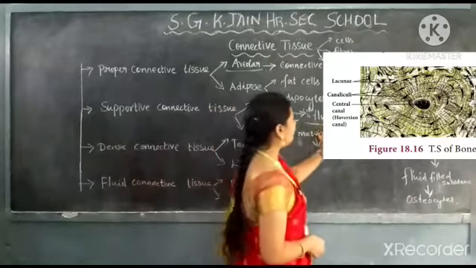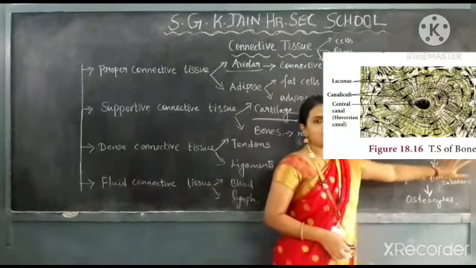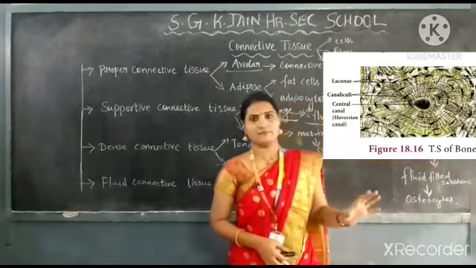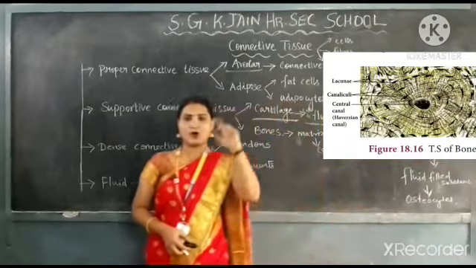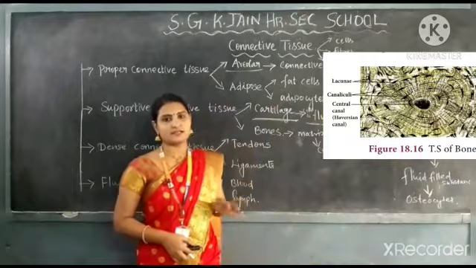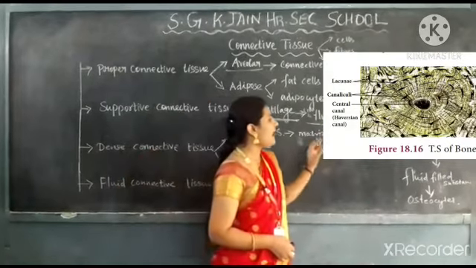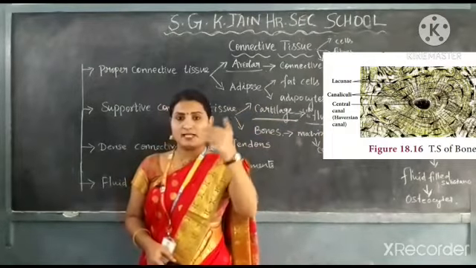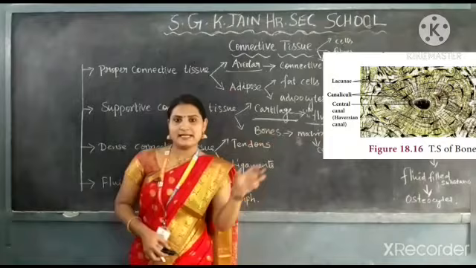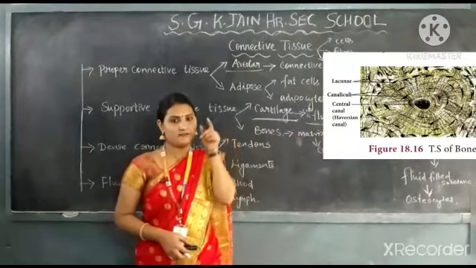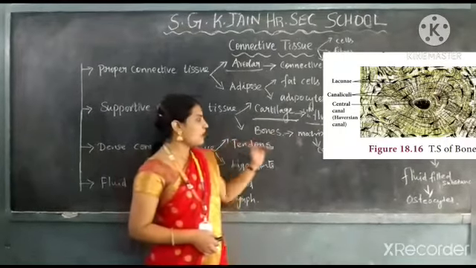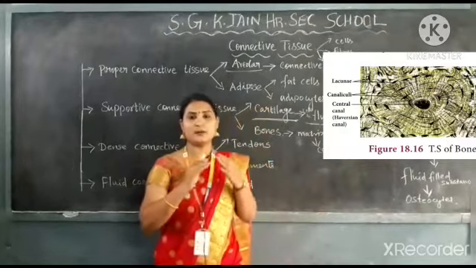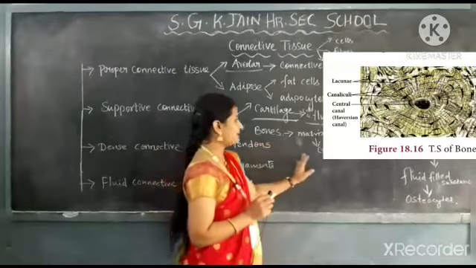Here the matrix forms concentric rings in the bones. Those concentric rings are called lamella. Each of these communicates with the others, forming a network structure. The channels that connect one to another are called canaliculi. It communicates with each other through these canaliculi.